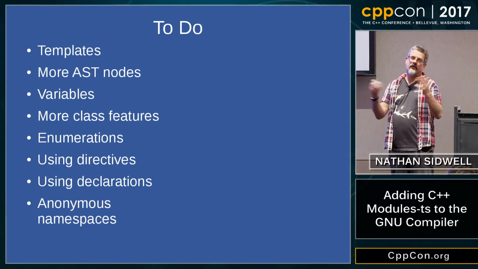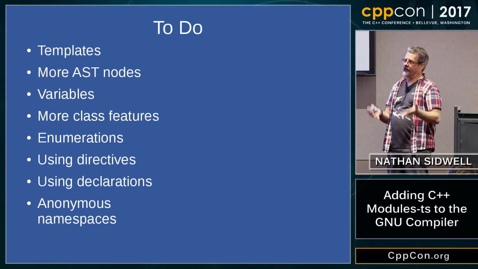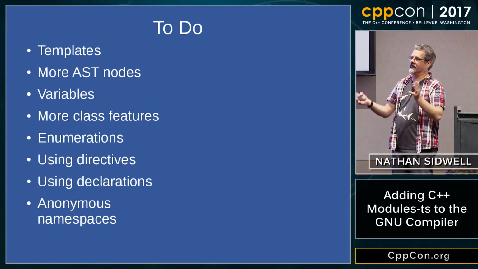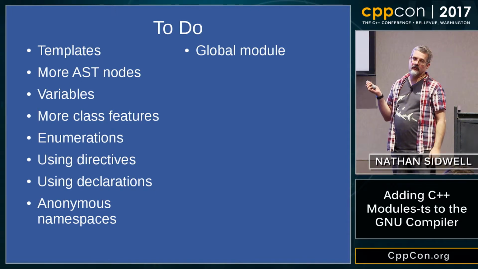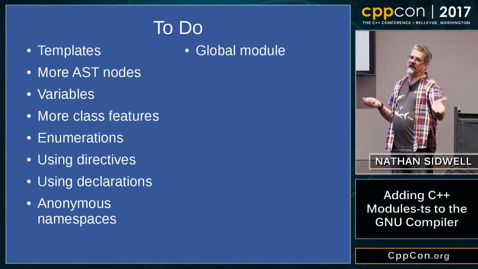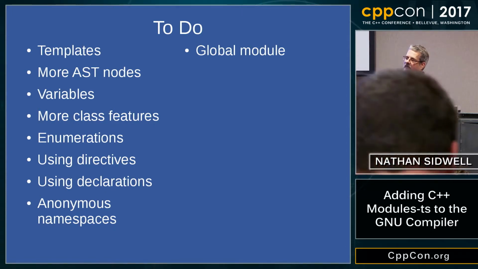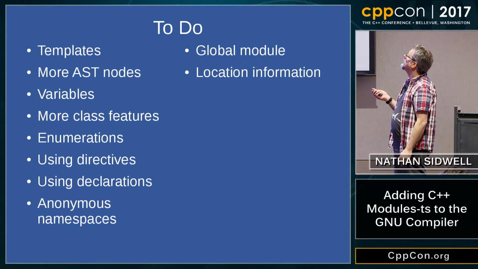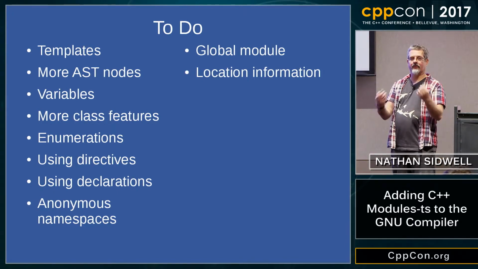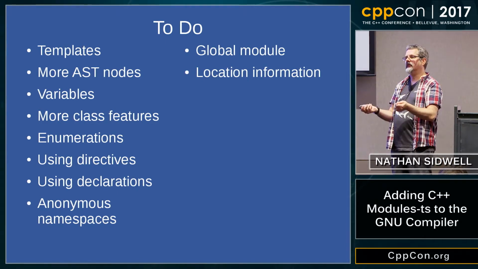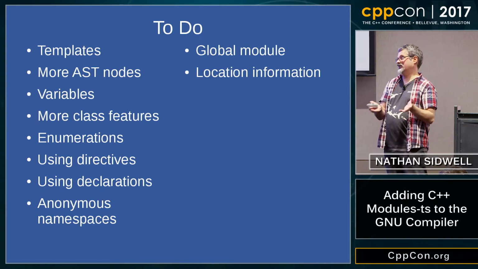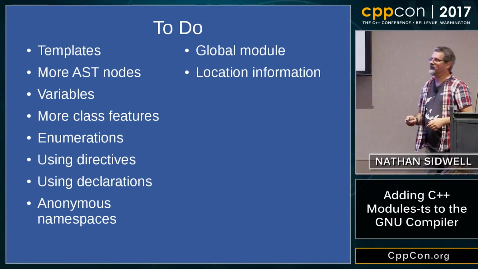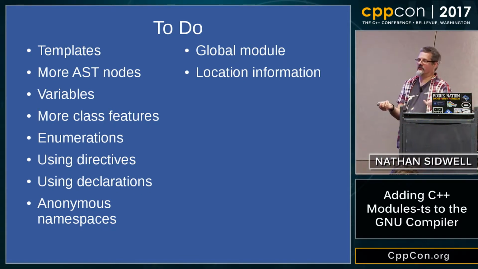Anonymous namespaces. There's one anonymous namespace throughout the whole compilation, which is clearly wrong. That should be isolated in the way that it currently is. I haven't talked about the global module at all. That's a kind of thing for transitioning old code to new code. I've punted on that at the moment. Location information. When you import a module, all the decls in that module that become visible have their location as the import statement. So yeah, debugging is going to be horrible. But you can't write sufficiently complicated programs to need a debugger at the moment.